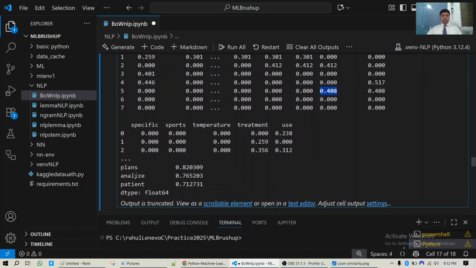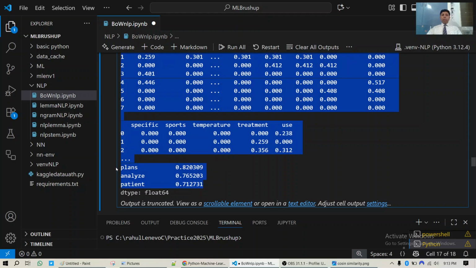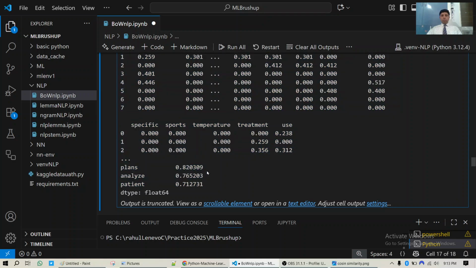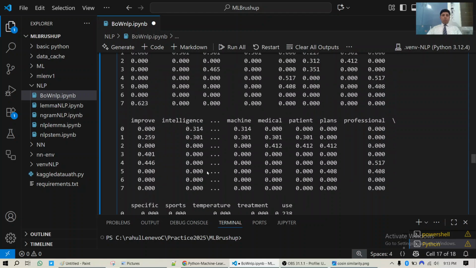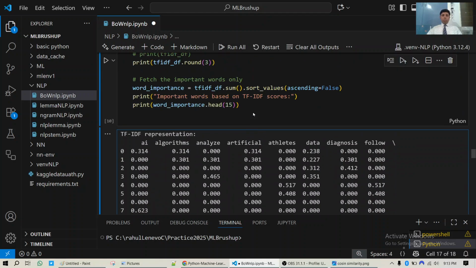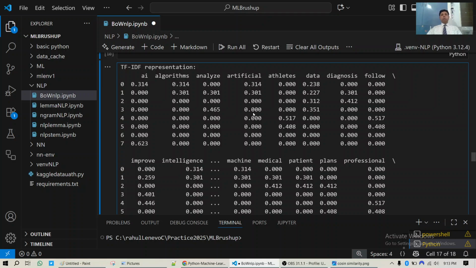It tells us the importance of these words in the overall complete document set. We call it a vector. So this is the impact of words like analyze and patient. These are the impacts of these words for these particular vectors. So how is this score going to be useful to find the similarities between the documents? Let us see in the next topic.